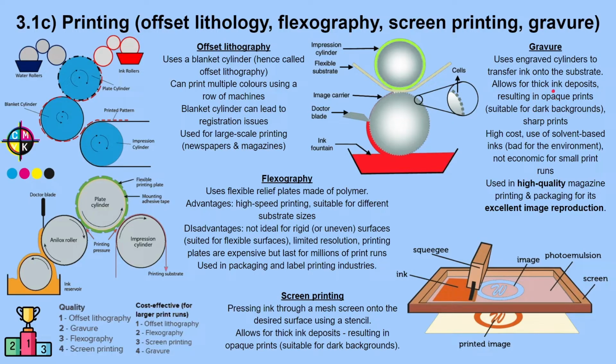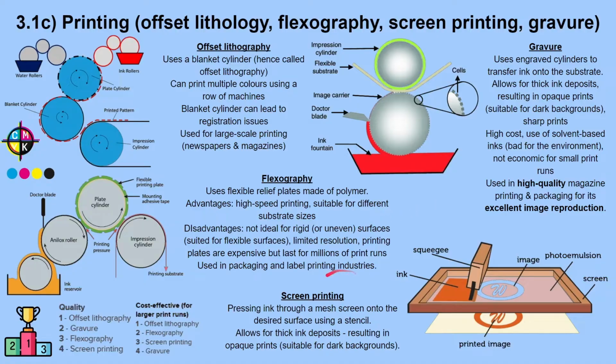Because of the thick ink deposits, you can have a really opaque, strong color, so suitable for dark backgrounds, and it gives you high quality sharp prints. So you have your substrate in here, impression cylinder. All 3 of these have an impression cylinder. Your cells here on the engraved cylinder, ink fountain, doctor blade, etc. So this is the diagram for gravure.